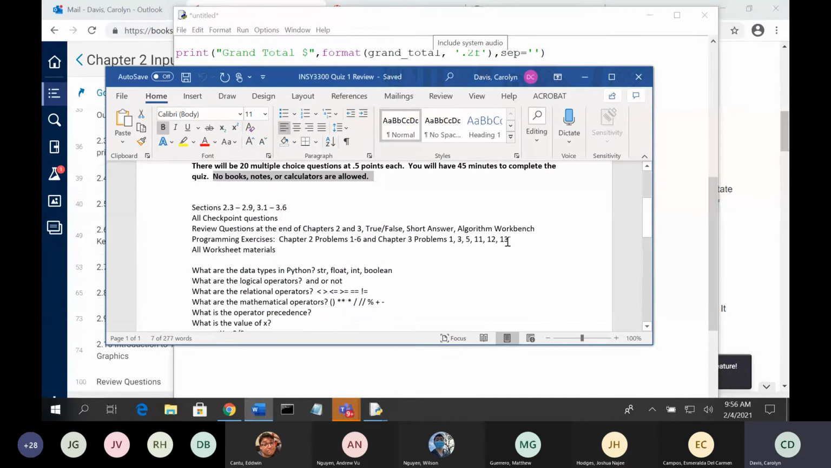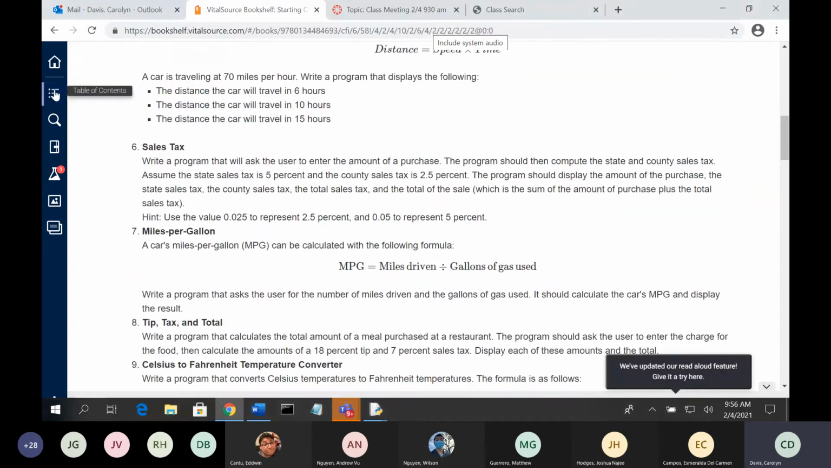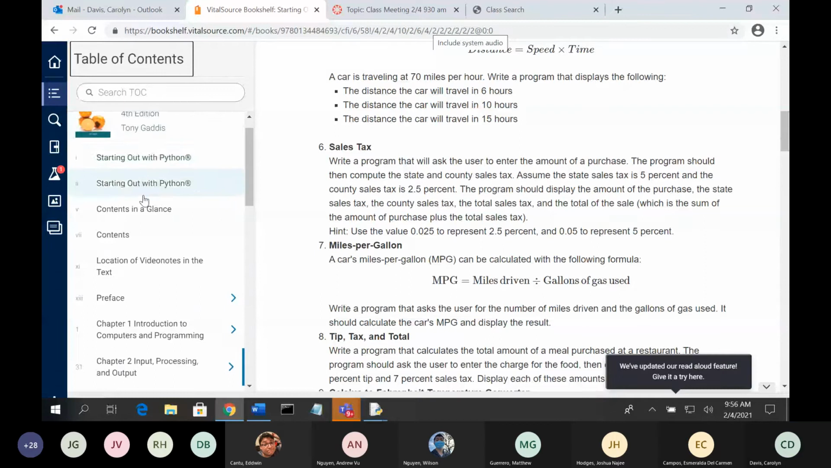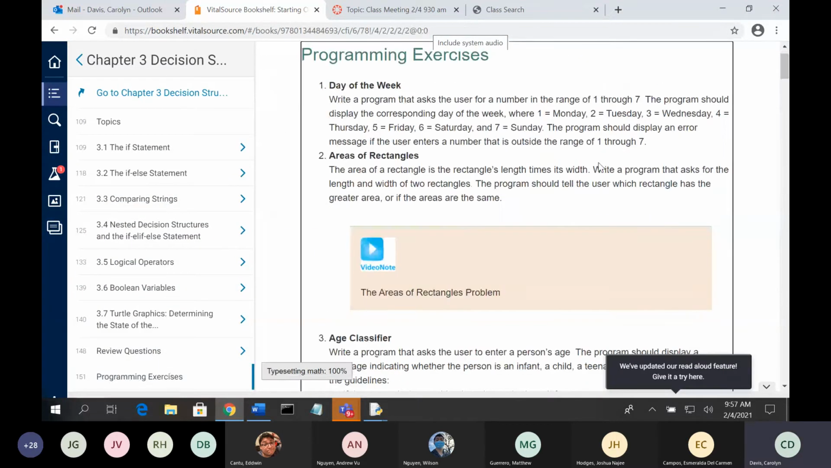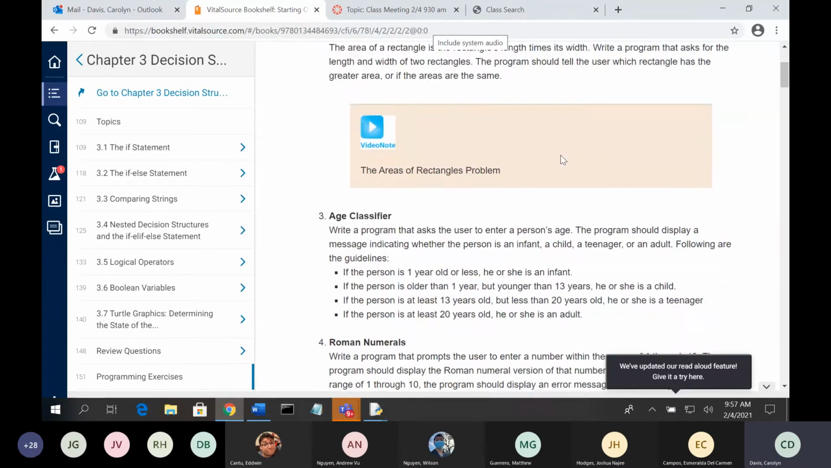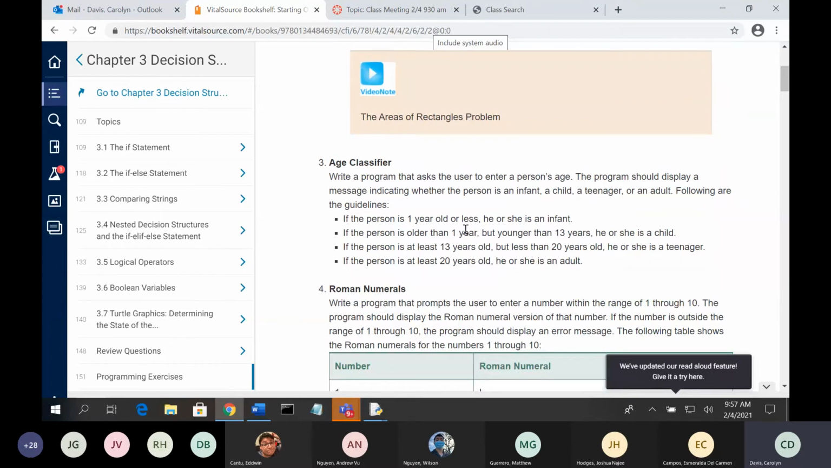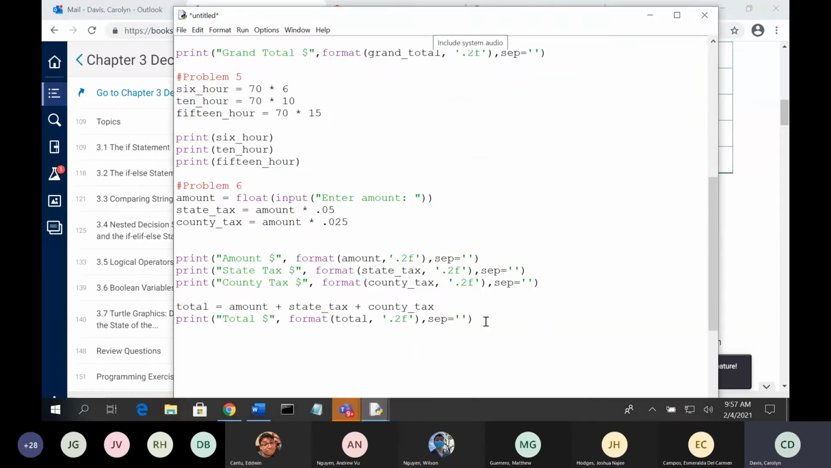And then I said 1, 3, 5, 11, 12, 13 from 3. Let's go look at 3. Oh, we did these. We did the one with the day of the week. We did the classifier, what age group it was. We didn't do 5, so I'll do 5. We want to read in mass and calculate the weight, and we have an if statement we've got to work with.